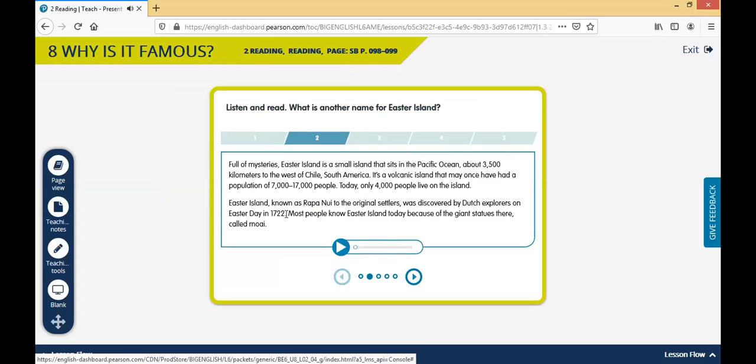Full of mysteries, Easter Island is a small island that sits in the Pacific Ocean, about 3,500 kilometers to the west of Chile, South America. It's a volcanic island that may once have had a population of 7,000 to 17,000 people. Today, only 4,000 people live on the island. Easter Island, known as Rapa Nui to the original settlers, was discovered by Dutch explorers on Easter Day in 1722. Most people know Easter Island today because of the giant statues there called moai.